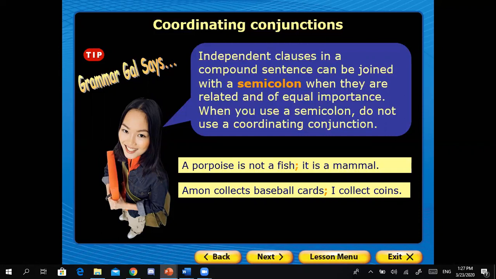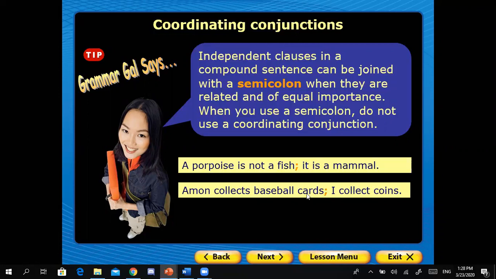So, a porpoise is not a fish; it is a mammal. It's quite important to learn how to use semicolons because they're quite useful in writing. And if you don't know how to use them, you won't incorporate them into your writing. A lot of people struggle with using semicolons, but they're actually not too difficult once you understand that we can use them instead of a fanboy if the sentence is related, or of equal importance.